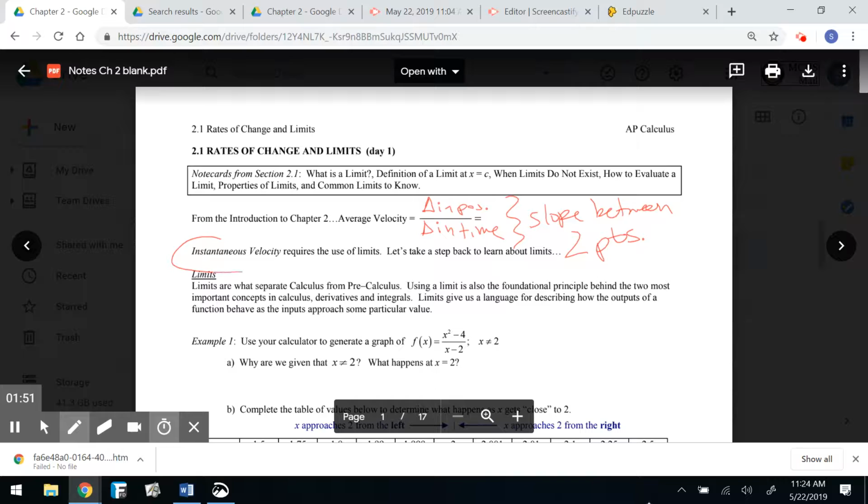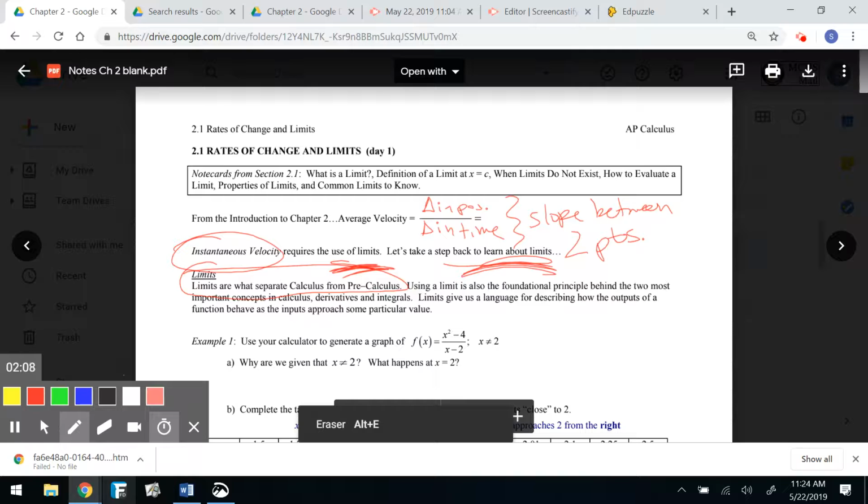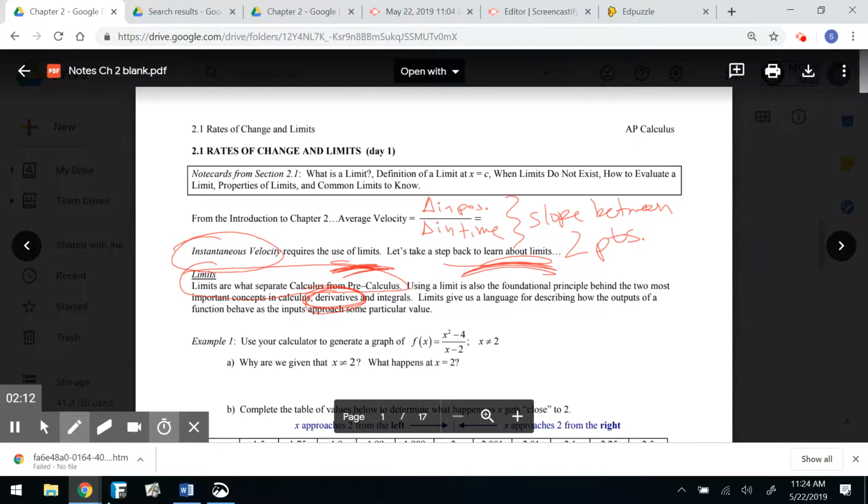Okay, instantaneous velocity requires the use of limits. So what we really need to do now, so we can get into the major concept of what calculus is about, is go ahead and examine limits. Now, limits are what separate calculus from pre-calculus. And when dealing with calculus, you guys, there's two main topics, what we call derivatives and what we call integrals. Both of those dive hard into what an actual limit is about. Okay? One is going forwards, one of them is going backwards.